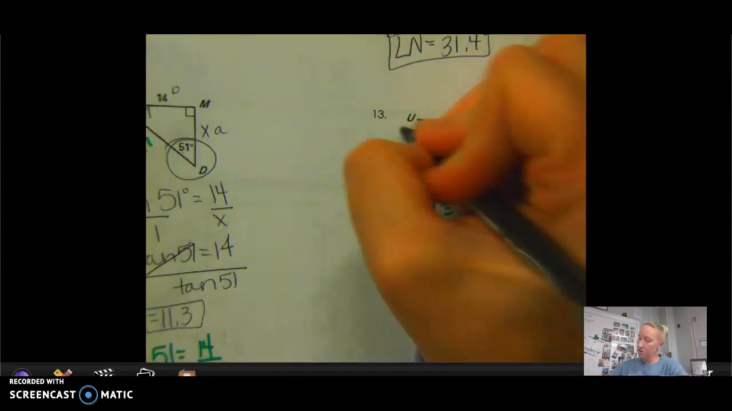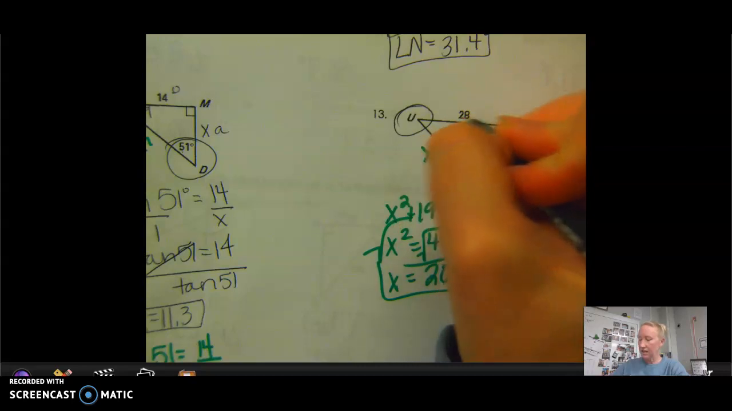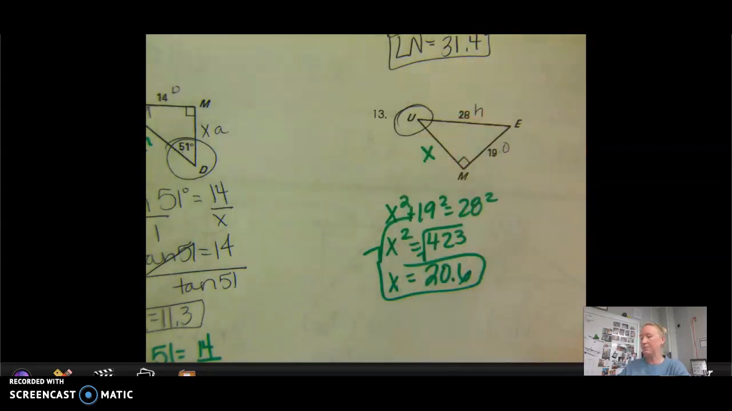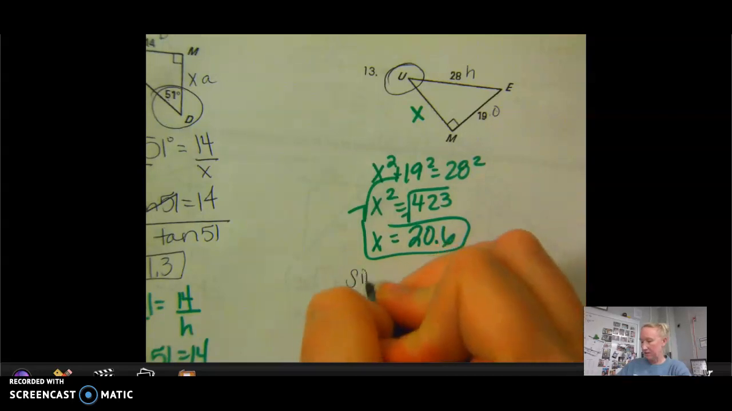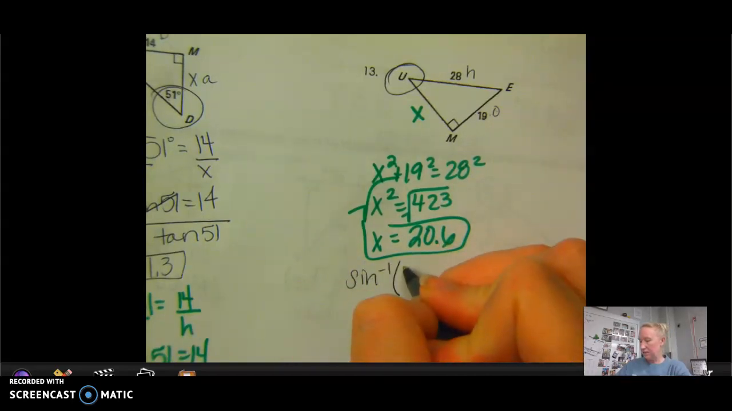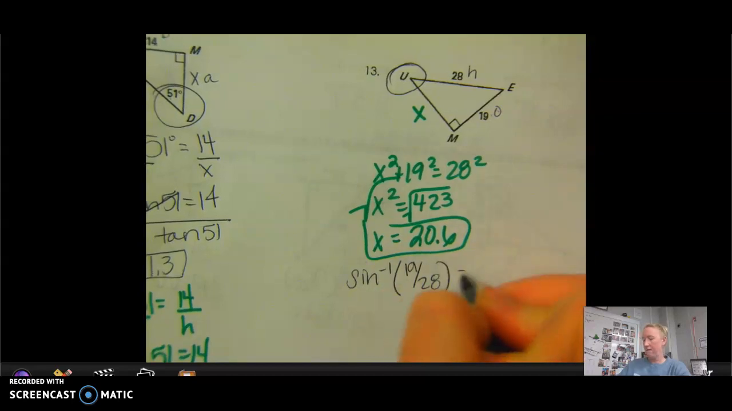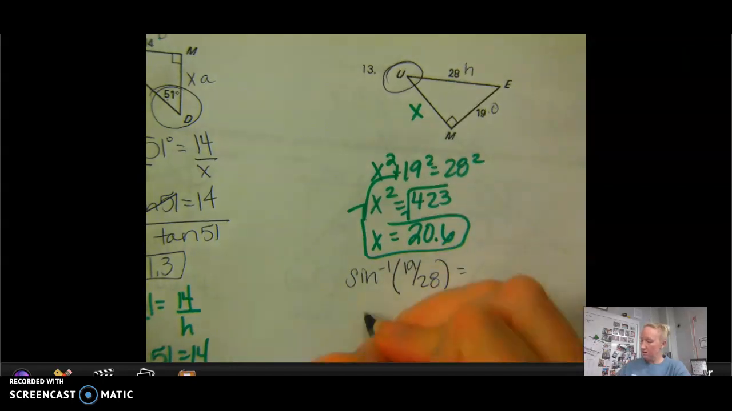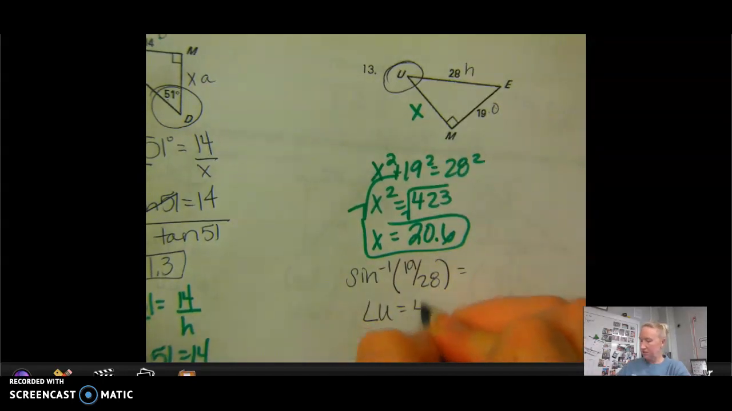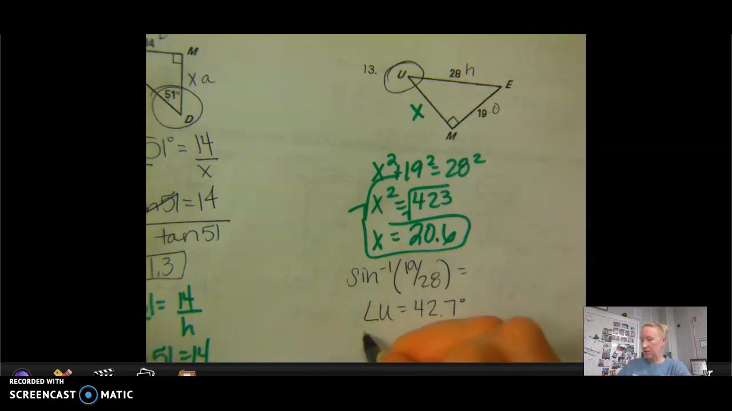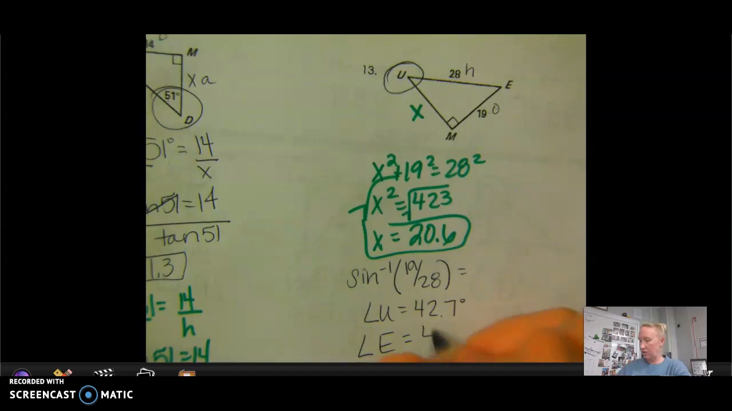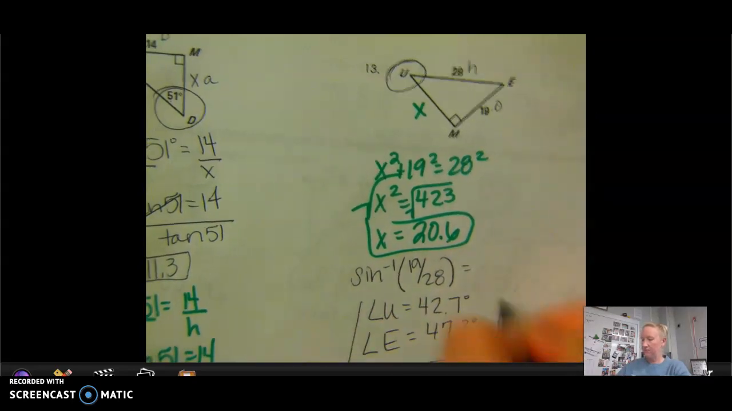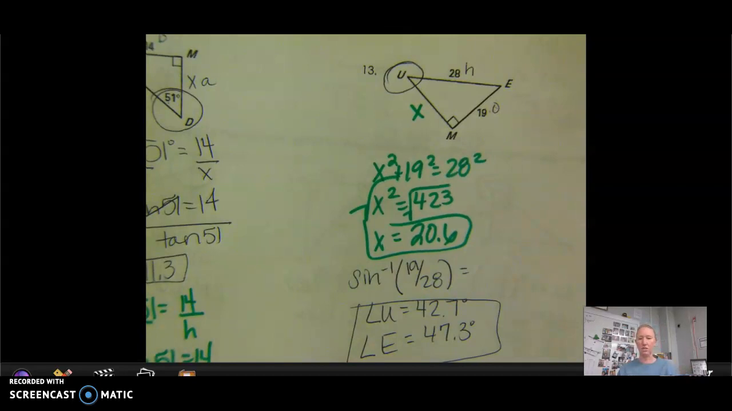Now I'm going to find an angle measure, so I'm going to start with U. This side that they gave me is the hypotenuse. This side is the opposite. So I'm going to do sine inverse of opposite over hypotenuse. So that angle U is equal to 42.7 degrees. I'm going to subtract that from 90 to find angle E. So 90 minus 42.7, and I get angle E is 47.3 degrees. And then I found all the missing information on that triangle.